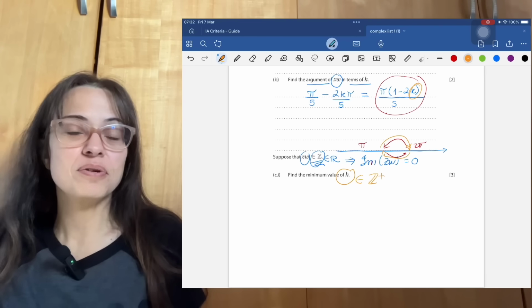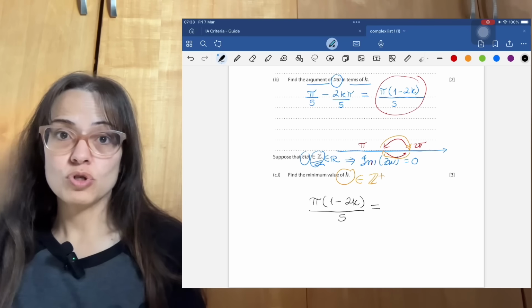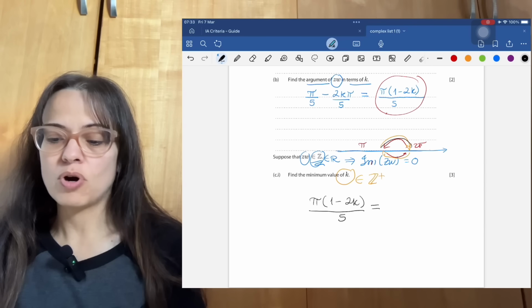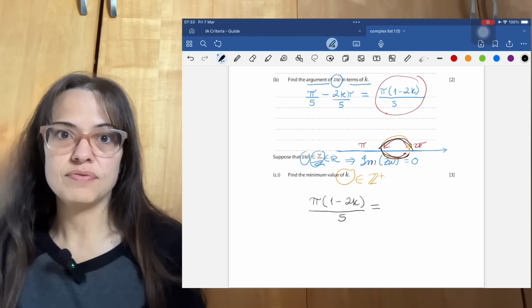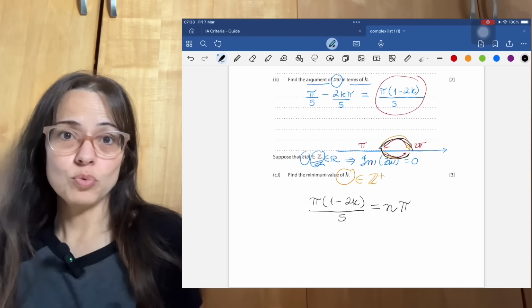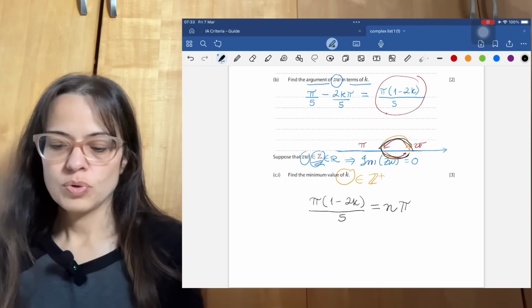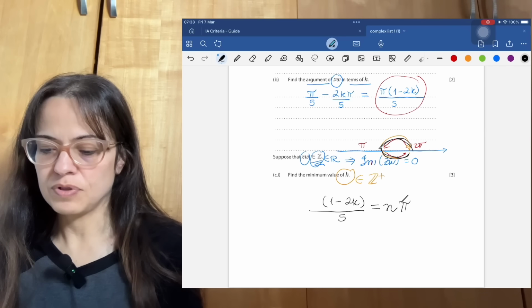But k is not the number of times you're going around. k is just a number that appears in the expression of the angle. The number of times that you're going around is also going to be an integer, but it can be a positive integer or a negative integer. So I'm going to call it n, because usually I would call it k, but this time the variable k is already taken. So I can cancel out pi from both sides of this equation.